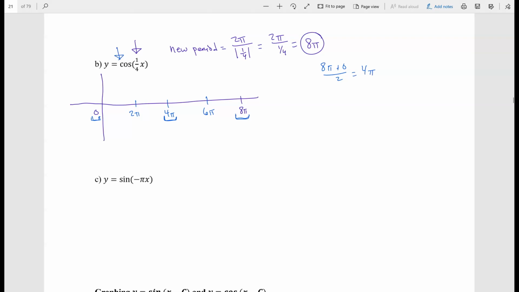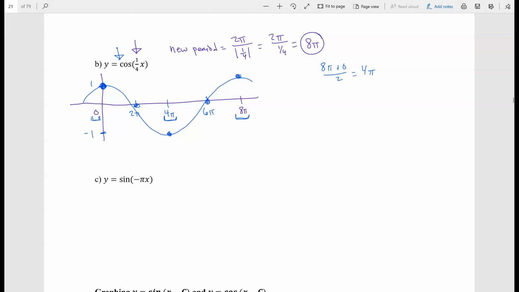Notice that there's no amplitude change, so we don't have to do anything with it. The amplitude is still going to be 1, and then -1 on the bottom. Cosine starts with 1, so we're going to start there, and then 0, -1, 0, 1. So as you can see, knowing the pattern of the cosine is really, really important. So then it kind of looks like this. Because we only wanted one period, it'll complete one cycle between 0 to 8 pi.